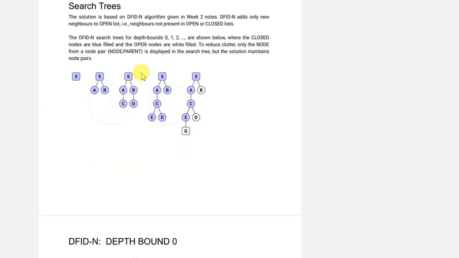Now the solution is based on the DFID-N algorithm. It adds only new neighbors to the open list, neighbors which are not present in the open or closed list. So the DFID-N search tree for depth bounds 0, 1, 2 up to n are shown below, where closed nodes are blue filled and open nodes are white filled. To reduce the clutter, only the node from the node pair is displayed in the search tree, but the solution maintains the node pair.